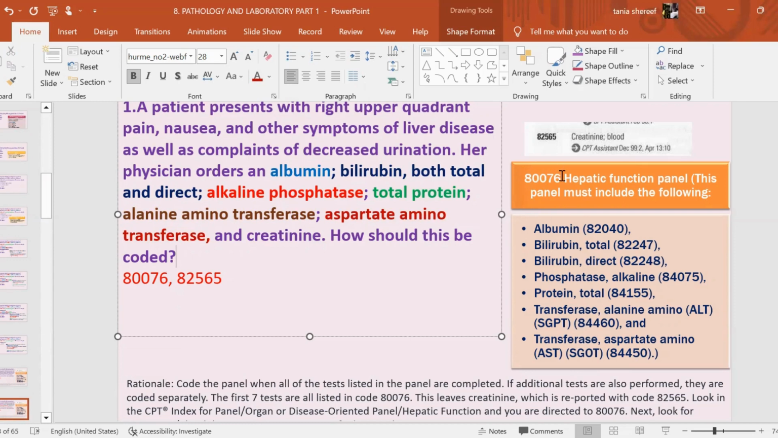So we can report the hepatic function panel 80076. But creatinine is not there. So for creatinine, we have to report the code for the creatinine test. What is the creatinine test code? It is 82565. So our answer is 80076 and 82565, because this creatinine is not found in this panel.